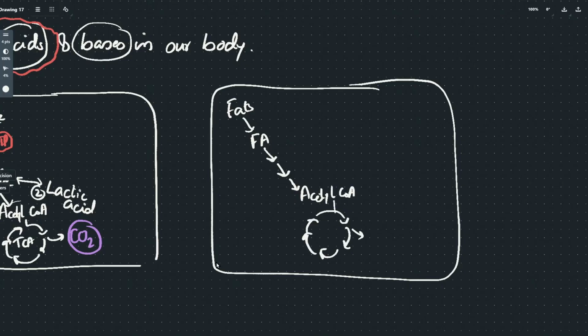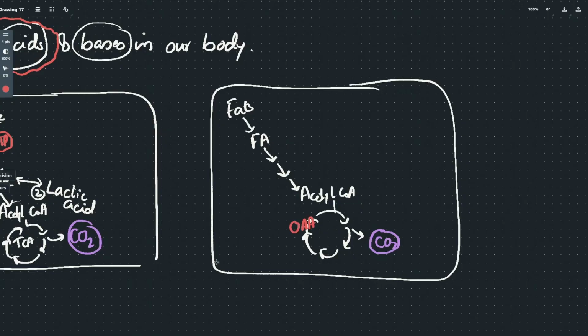Now I am again and again mentioning CO2 here, but I will tell you the significance of CO2 in a moment. Now here is another problem: if this process is overwhelmed, for example we do not have, there is something called oxaloacetate.